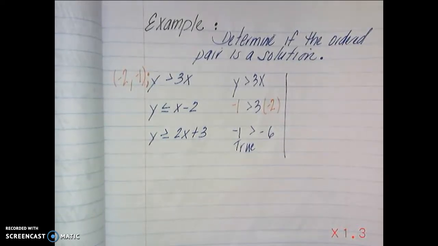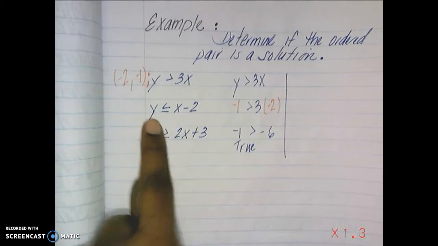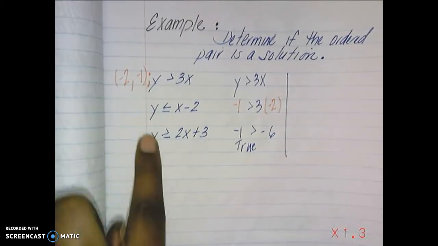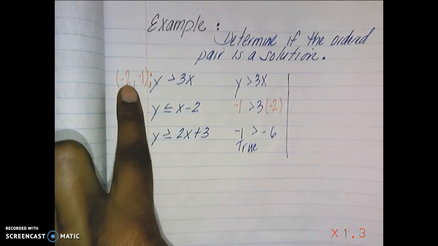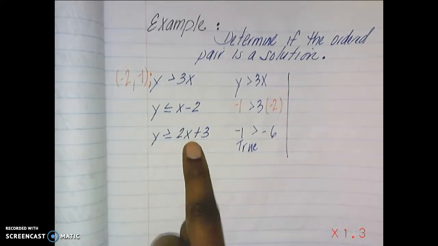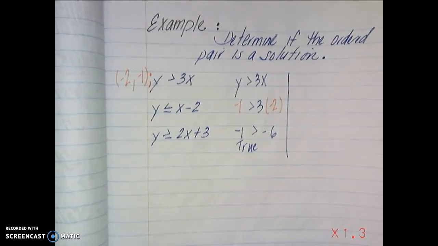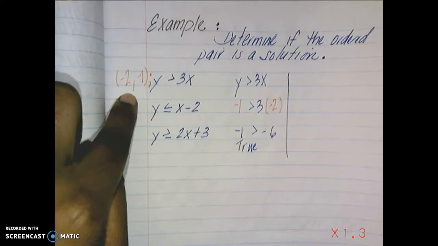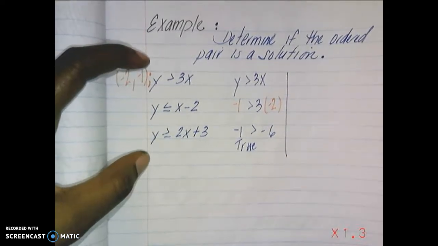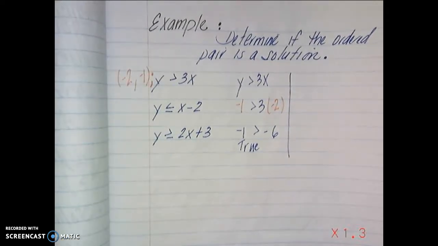What I want you to do is try the next two. For the y, you're going to put in a -1 here and here, and for the x you're going to substitute in a -2 for x here and here. Go ahead and pause the video, because I'm going to write it down in a second and be right with you. We need to determine if this ordered pair is a solution to this whole entire system of inequalities. So I need to see three true examples.